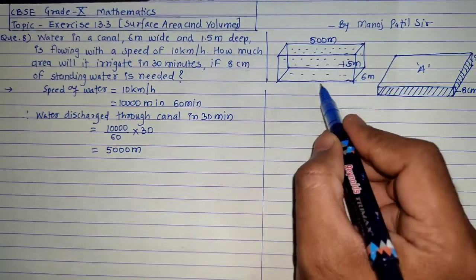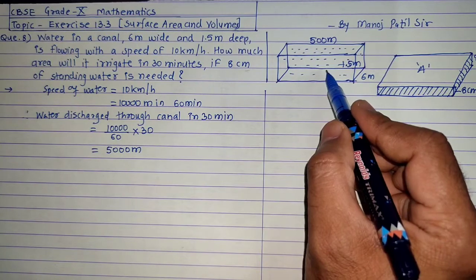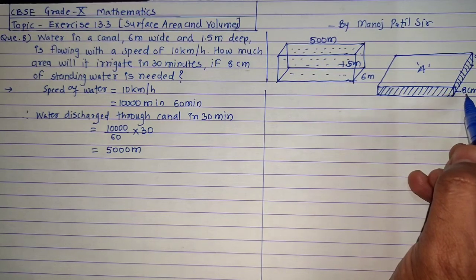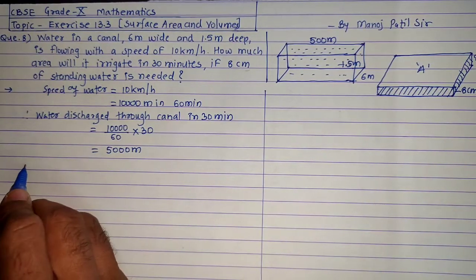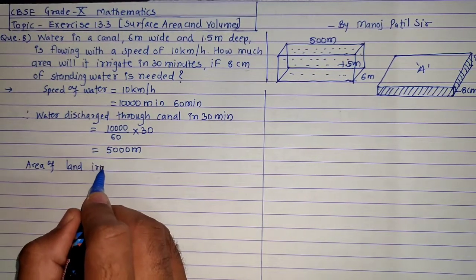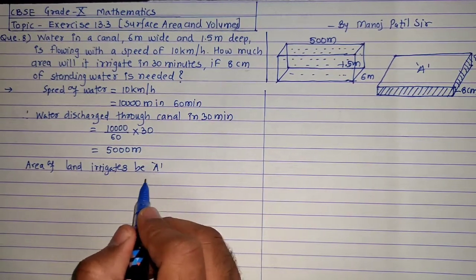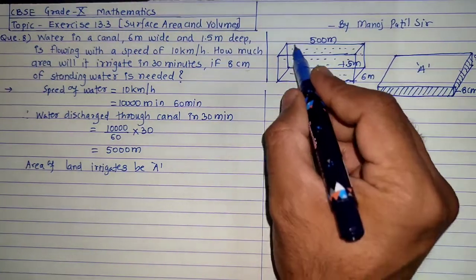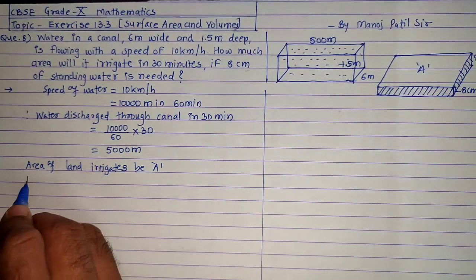Now this much volume, 5,000 multiplied by 1.5 multiplied by 6, this much volume of water will irrigate this land, and here the standing water is given as 8 centimeter. So let the area of land irrigated in 30 minutes be A. In 30 minutes, A area will be irrigated. Now here also we have to find the volume of a cuboid, and this is also the volume of a cuboid indirectly.